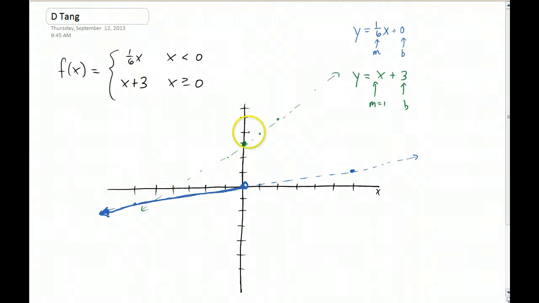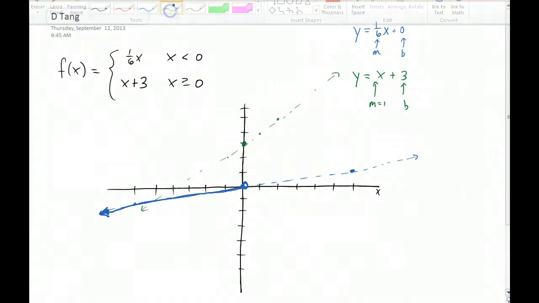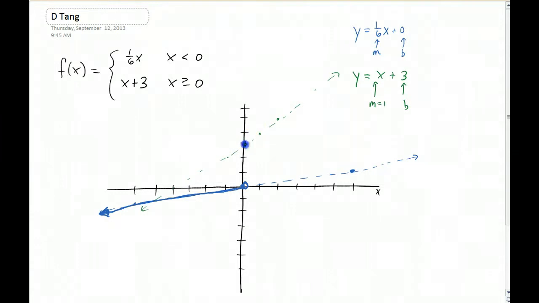Of course, we don't want this entire line. We only want the piece of the line that corresponds with x is greater than or equal to 0. Where is x greater than or equal to 0? Well, it starts right here at x equals 0, and x is greater than or equal to 0 everywhere to the right, everywhere over here. So we want this piece of the line right here.